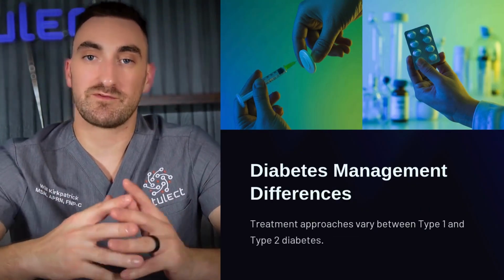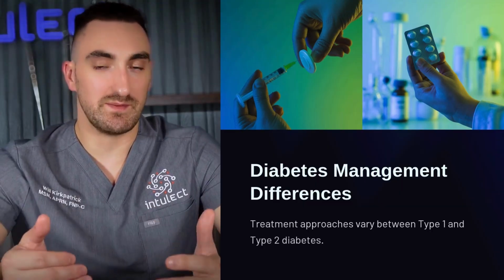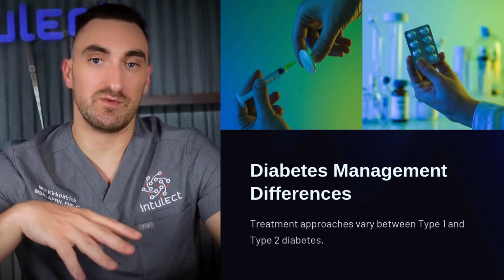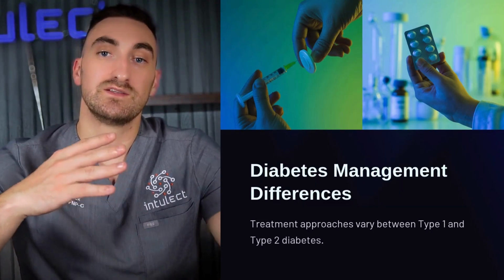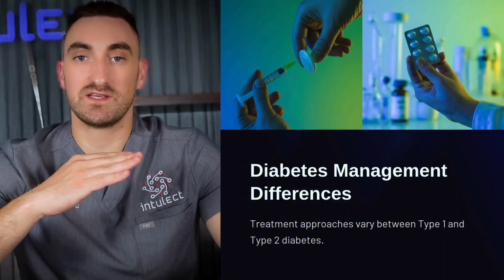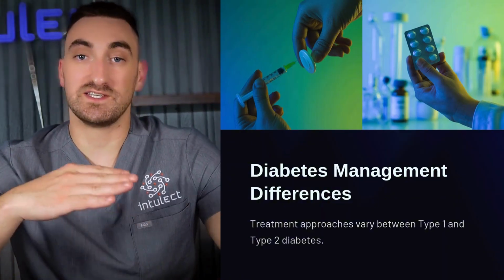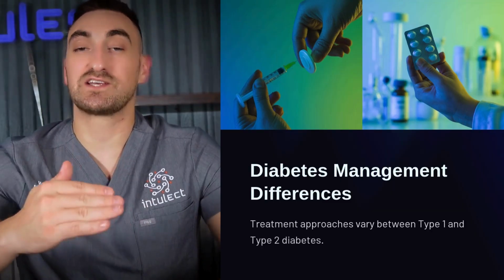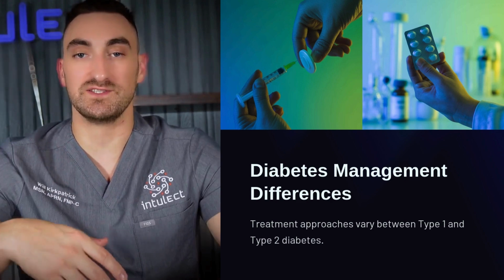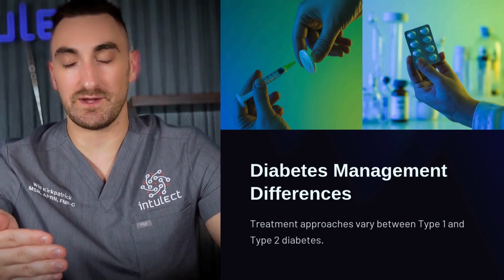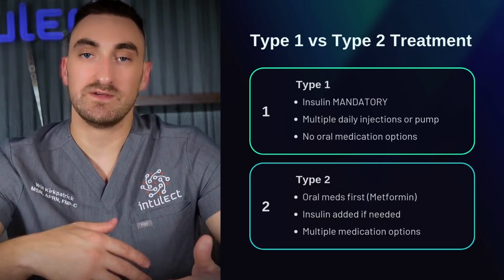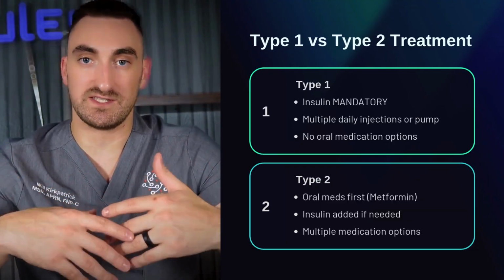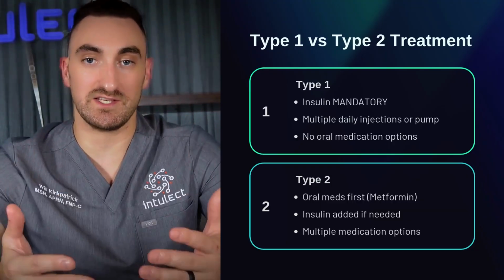So the management for type 1 versus type 2 is pretty similar, but for one, you need to know with the insulin, for example, type 1 insulin is mandatory. It's because these patients have no ability to secrete insulin and they have to rely on exogenous or external insulin, so insulin that is not made by their body. So we have to replace that. And that is through, of course, insulin that you see given through a subcutaneous injection.